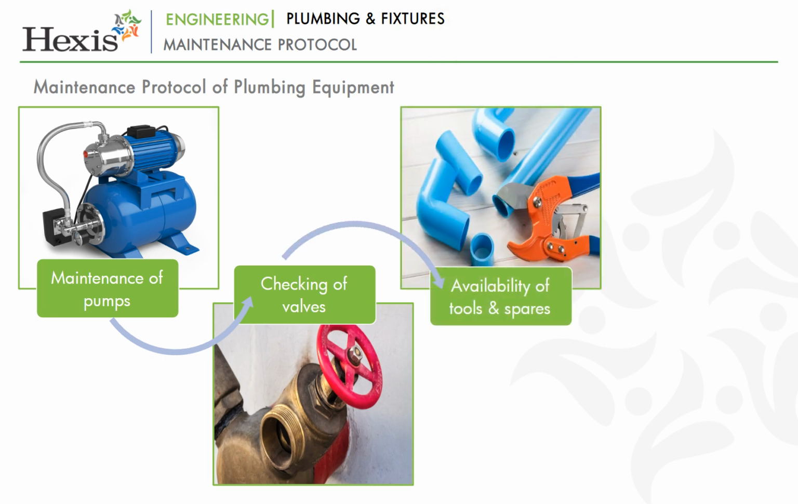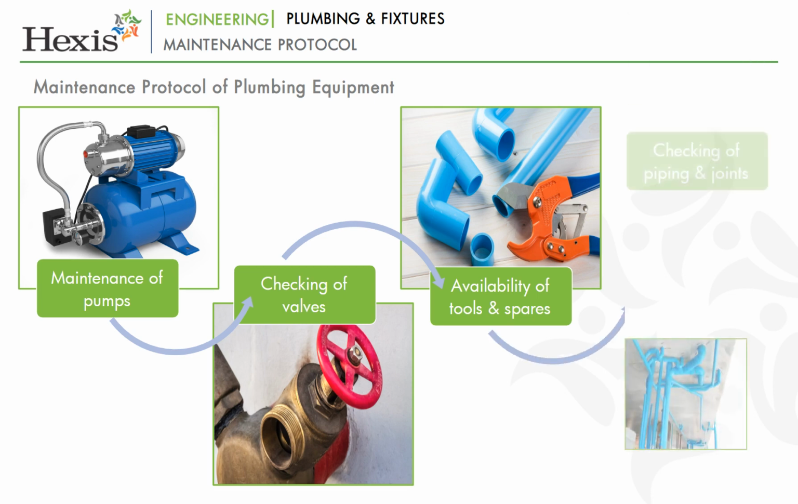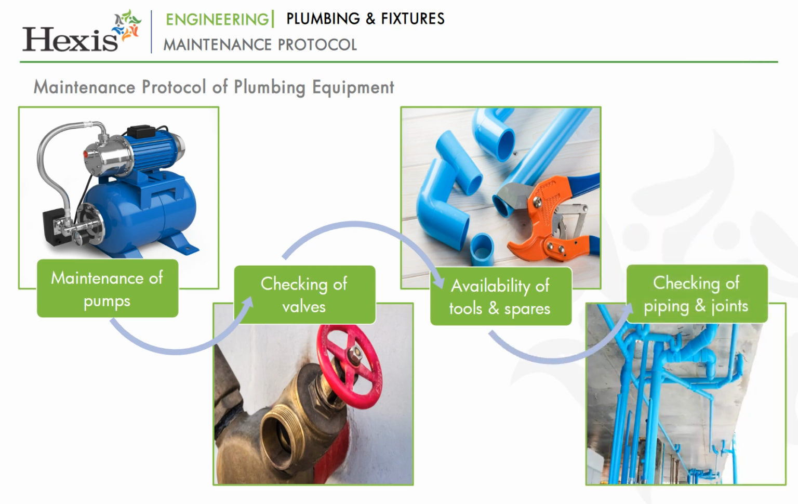Availability of tools and spares. Have tools and sufficient spares available at site to facilitate minor emergency repairs like leaking taps, damaged fixtures, batteries for sensors, etc. Checking of piping and joints. Check all accessible piping, joints and fittings for signs of rusting or corrosion.